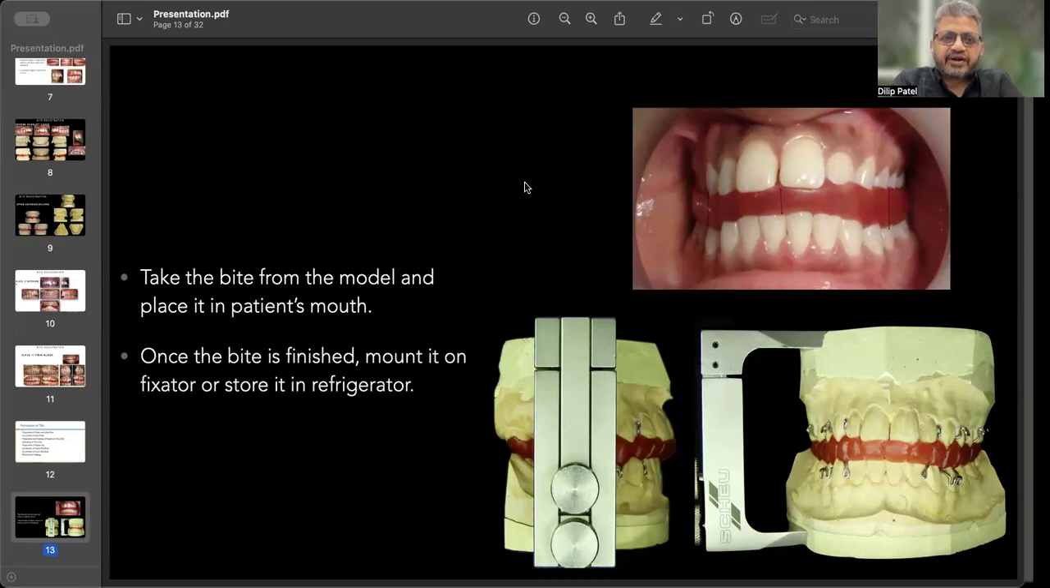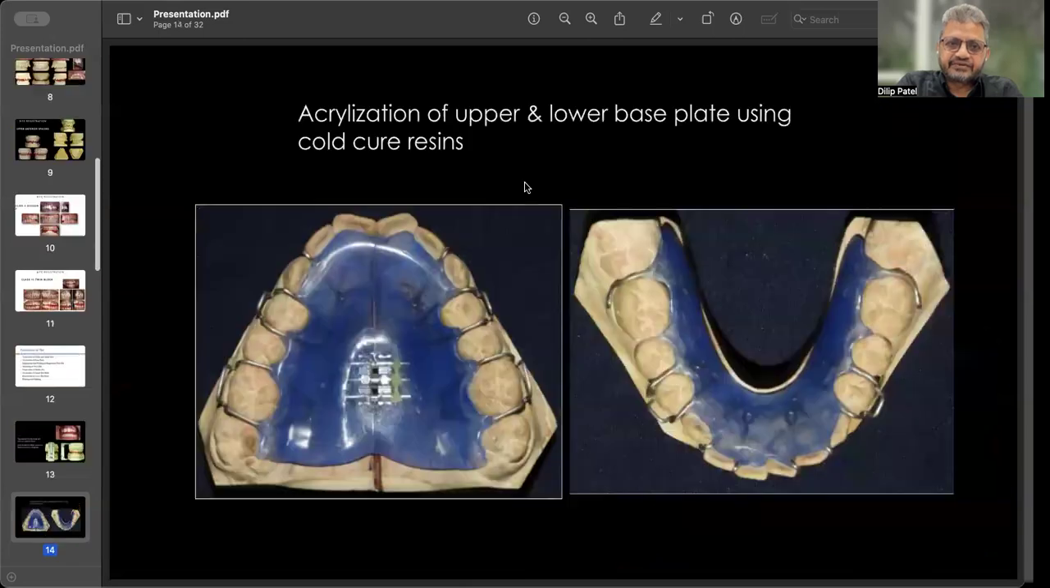Take the bite from the model and place it into the patient's mouth to verify whether there is any error or not. Once the bite is finished, mount it onto the fixator or store it in the refrigerator so that no distortion takes place.